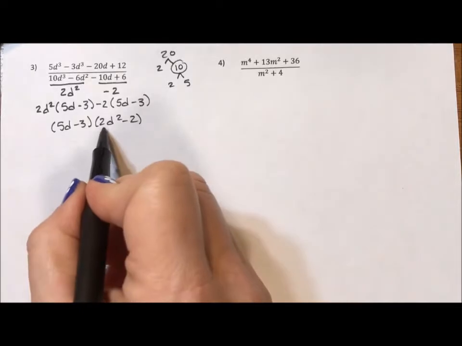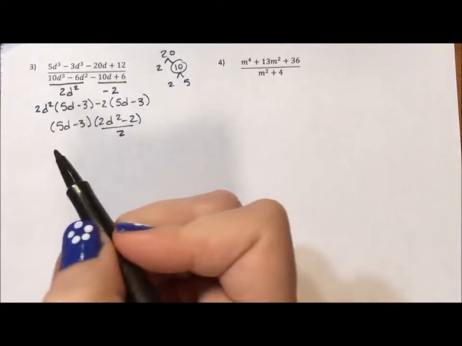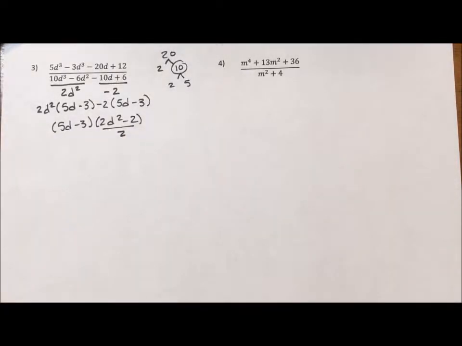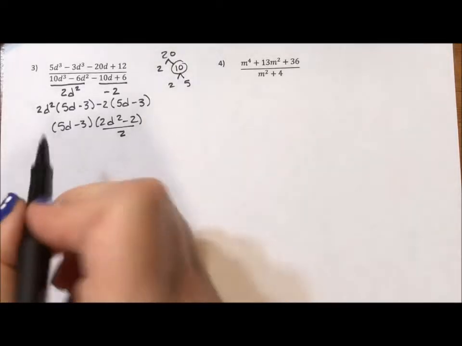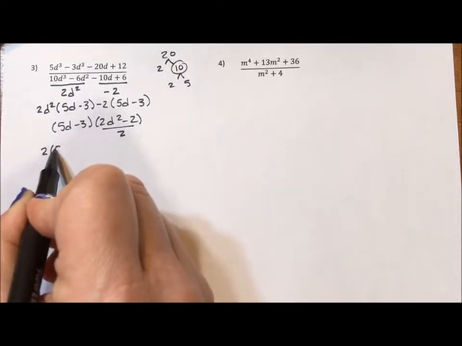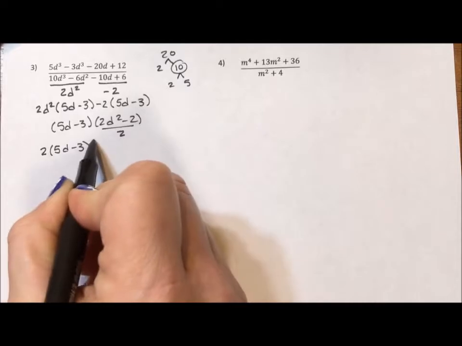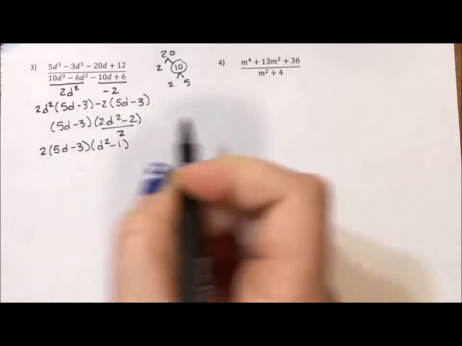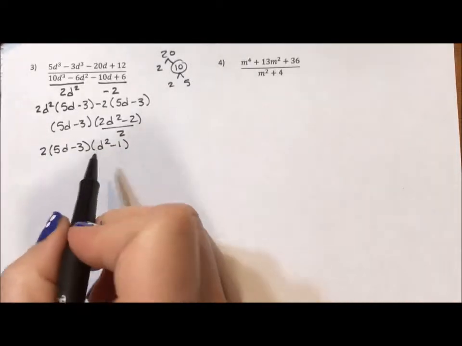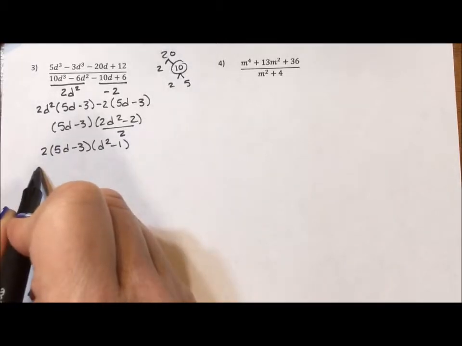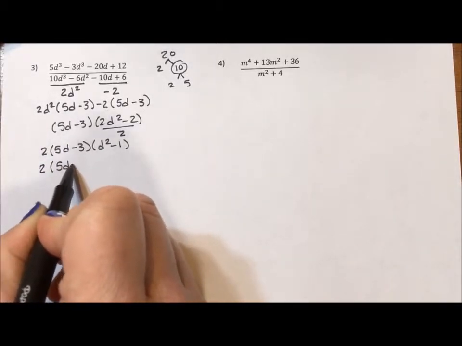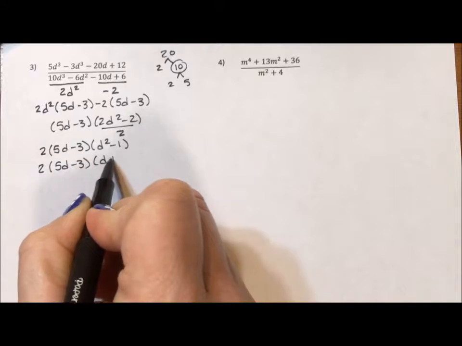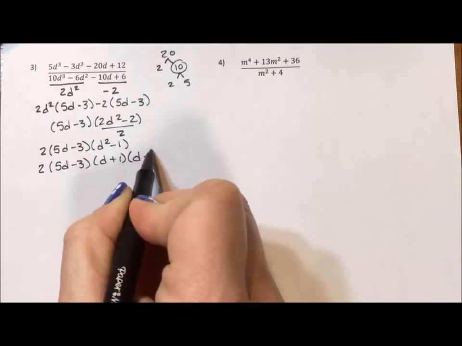First of all, I can take a 2 out of both terms, and I'm going to write the 2 out front because in multiplication you're allowed to multiply in any order. So I'm going to bring the 2 out front. 2 times 5d minus 3 times d squared minus 1. And once again, we can go another level because we have a difference of 2 squares. 2 times 5d minus 3, d plus 1, d minus 1.